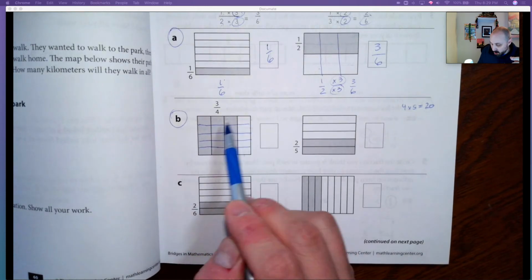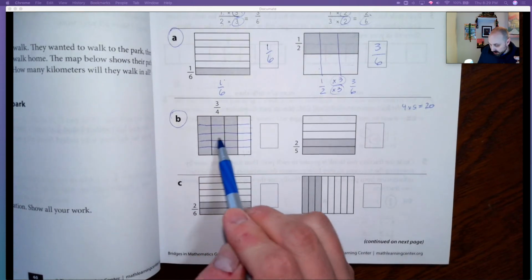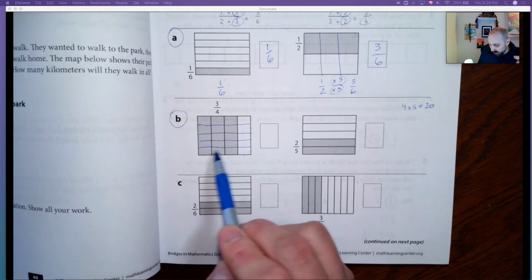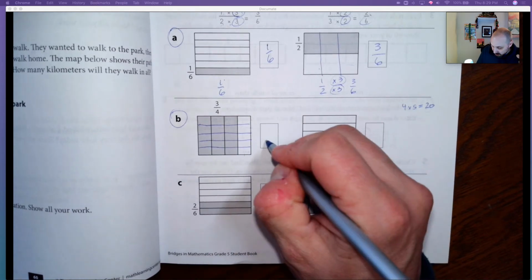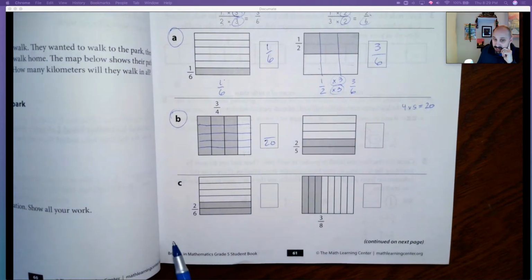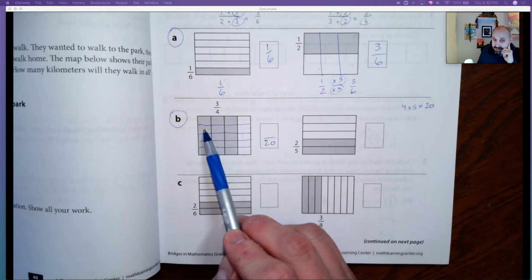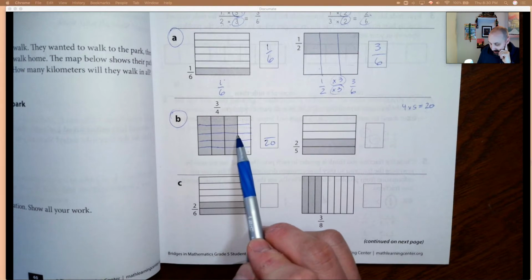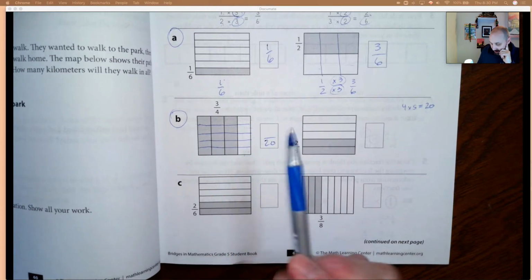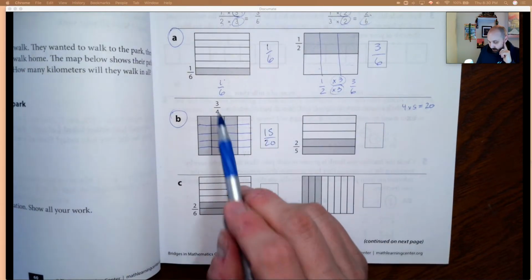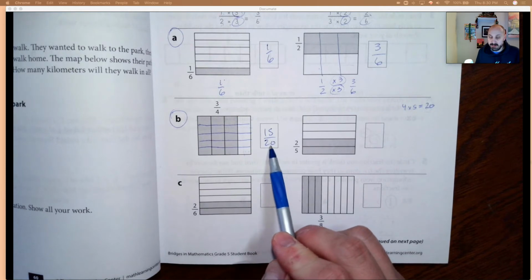1, 2, 3, 4, 5, 6, 7, 8, 9, 10, 11, 12, 13, 14, 15, 16, 17, 18, 19, 20. Okay. And then how many of those are shaded in out of my 20? 1, 2, 3, 4, 5, 6, 7, 8, 9, 10, 11, 12, 13, 14, 15. So 3/4 is equivalent to 15/20.